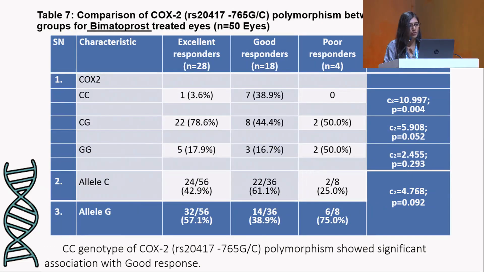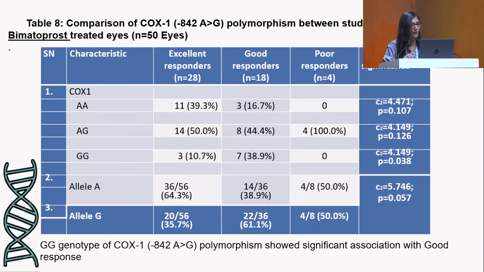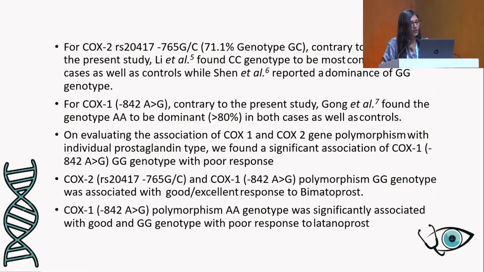Comparison of COX-2 polymorphism between study groups for bimatoprost. The CC genotype of COX-2 polymorphism showed a significant association with good response. Comparison of COX-1 polymorphism between the study groups for bimatoprost treated eyes. The GG genotype of COX-1 polymorphism showed a significant association with good response. For COX-2, contrary to the findings of the present study, Lee et al. found the CC genotype to be the most common in both the cases. For COX-1, contrary to the present study, Gong et al. found the genotype A to be dominant.